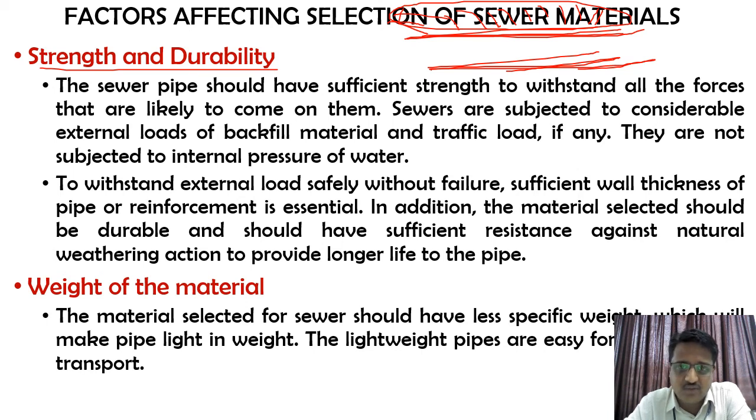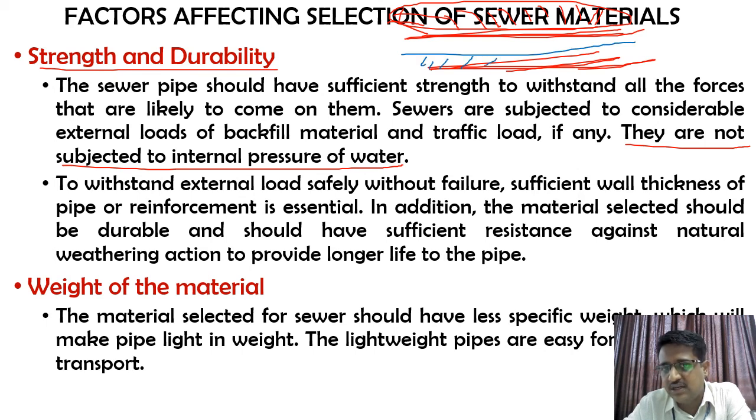Apart from that, one more important point he has made is that they are not subjected to internal pressure of water. The reason for this is, as I told you, most of the sewer lines are partial flows. Whenever we consider the flow of water in a water supply system, the water will usually be under pressure. But in the sewerage system, the sewage will not be flowing under pressure under any circumstances. Usually the top portion will be at atmospheric pressure. So that's why it will not have any internal pressure of water.